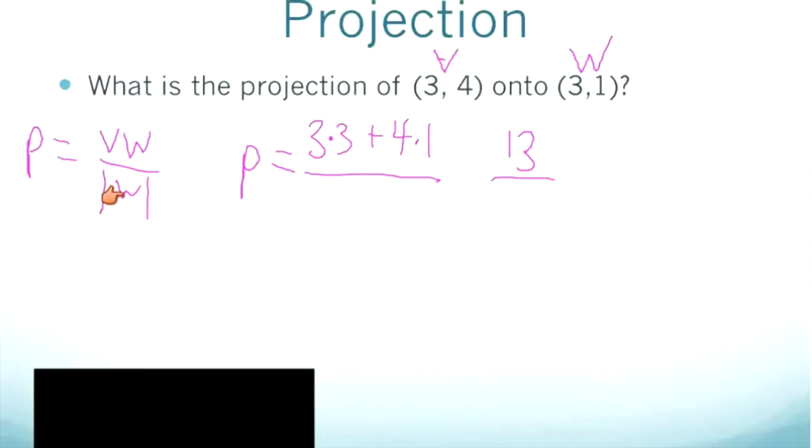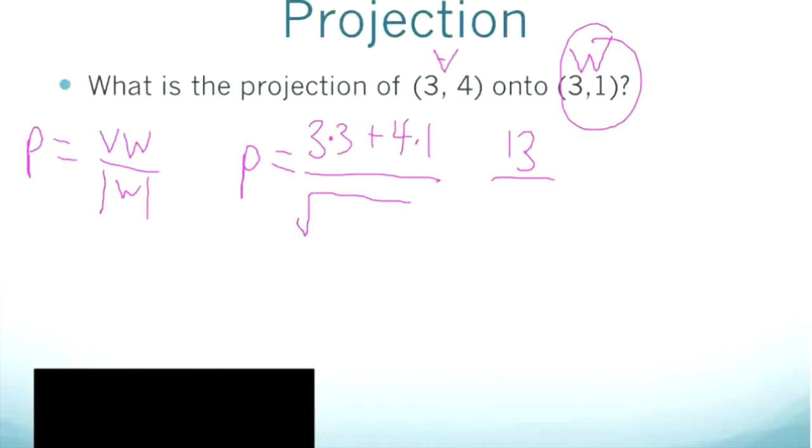Now let's work on the bottom. The bottom doesn't mean absolute value of W. It means let's find the magnitude of W. So it's talking about W only. Everybody okay with that? The bottom wants the magnitude of W only. So I'm going to circle that one.